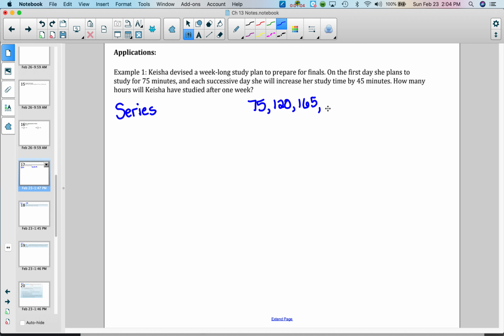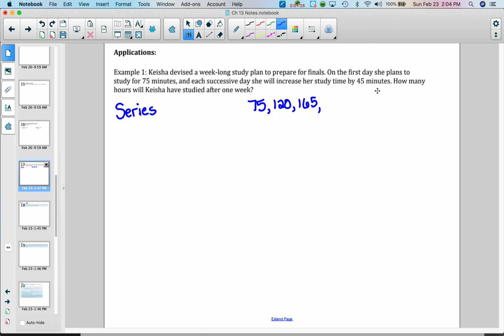So we're going to continue this for 7 days. And you could actually just add 45 until you get to the 7th day and then add them all up. Obviously, you can do that, and it wouldn't be that hard. And honestly, on a problem like this, I might do it that way. But I want to show you the way to use our formulas for arithmetic series.